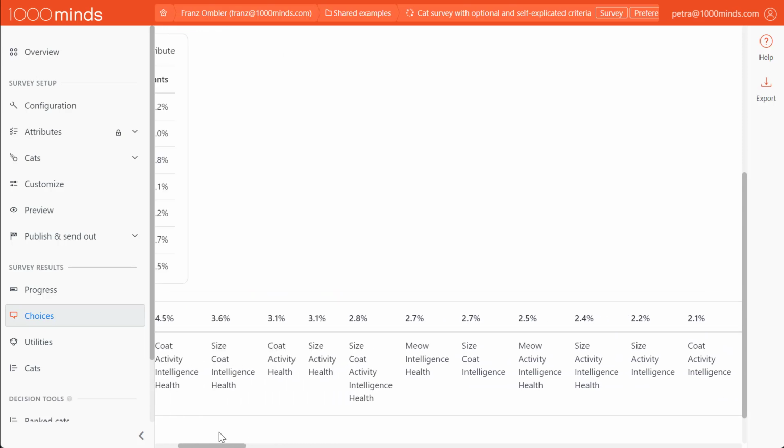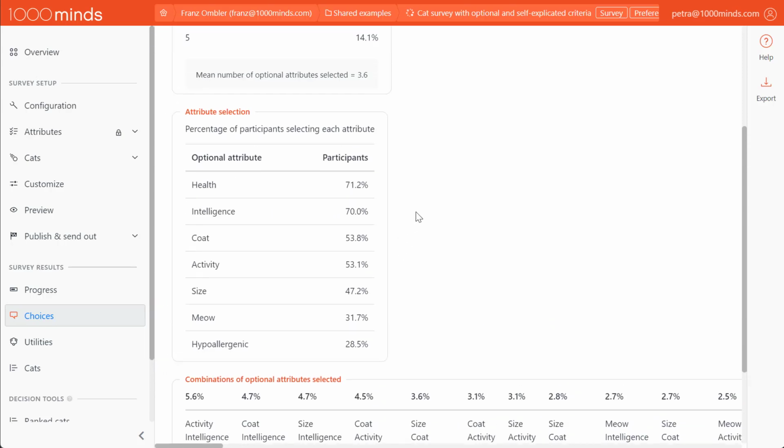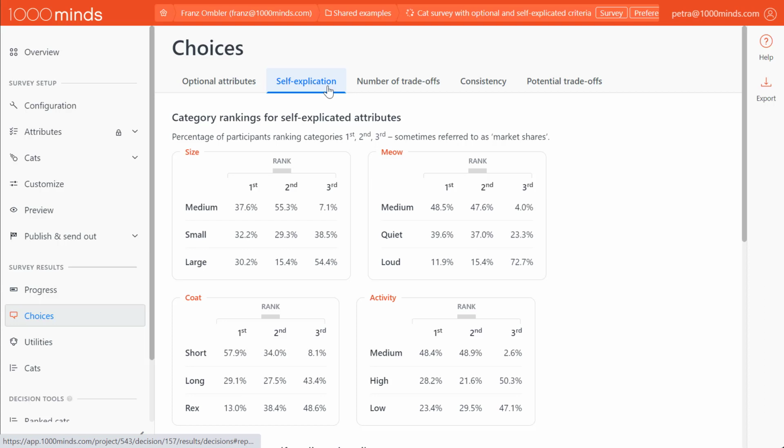This particular survey also included self-explicated attributes. This means that before beginning the trade-offs, people were able to order the levels of some of the attributes according to their personal preferences. Here we see information about how people choose to order those levels.